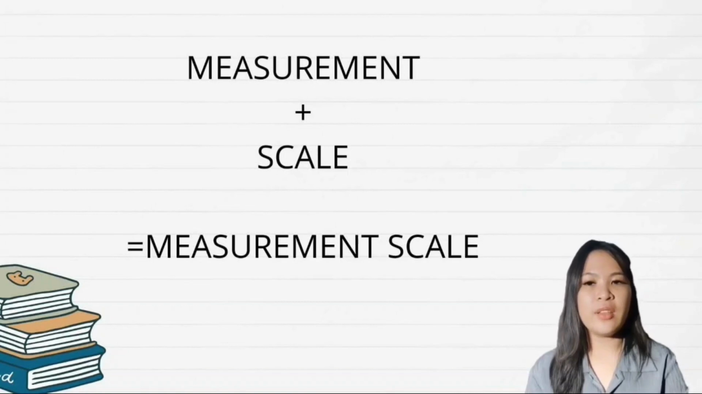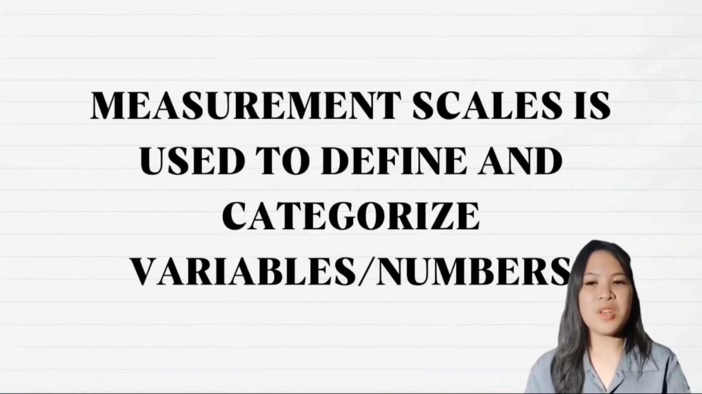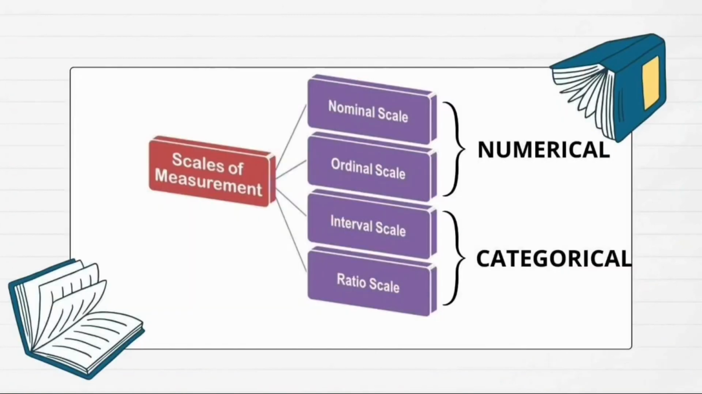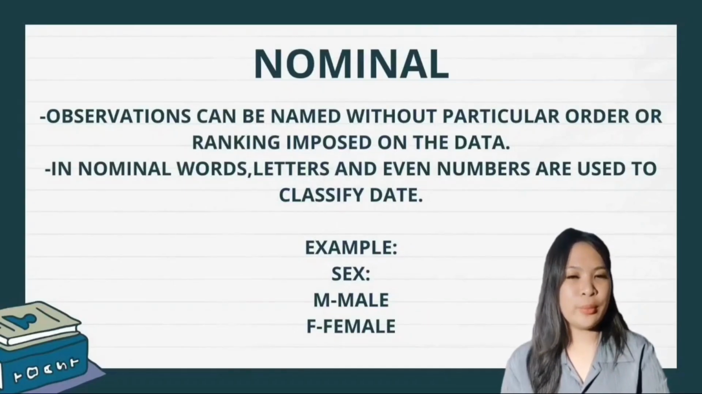Measurement scales. So when we say measurement, it is the process of assigning value to a variable. On the other hand, a scale is a device or an object used to measure or quantify any event or another object. So when we say measurement scale, it is used to define and categorize variables or numbers. There are 4 levels of scales of measurement, and it is divided into 2, the categorical and the numerical. The lowest level is the nominal.